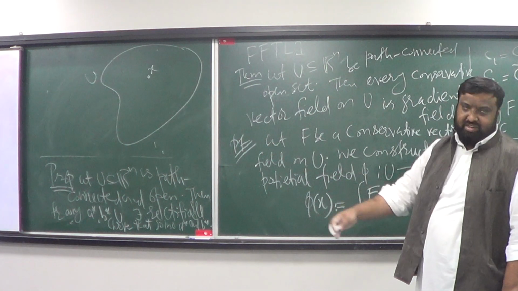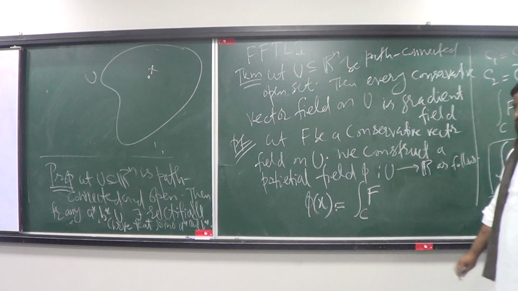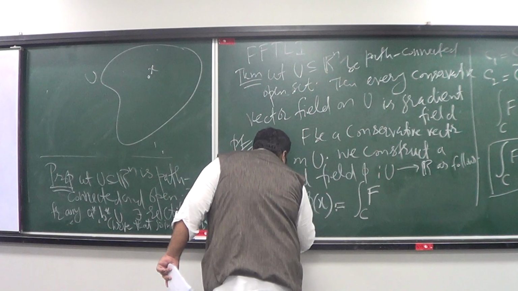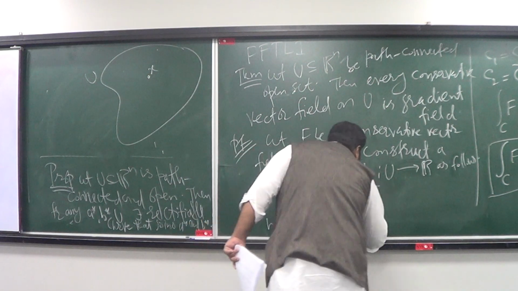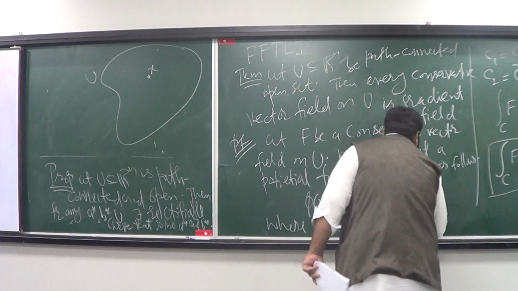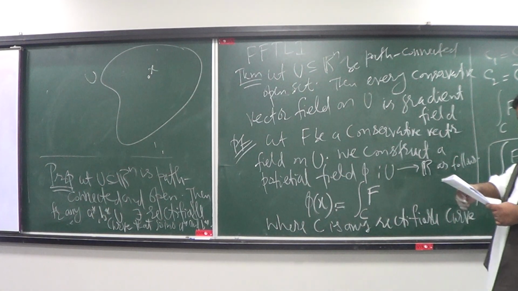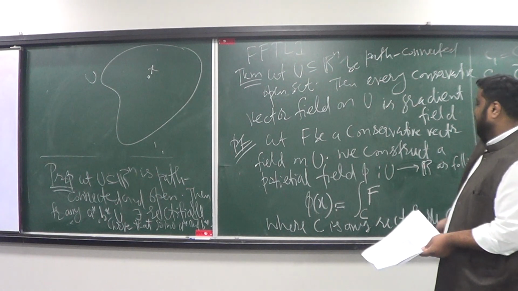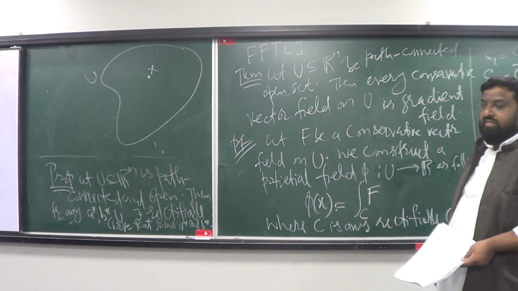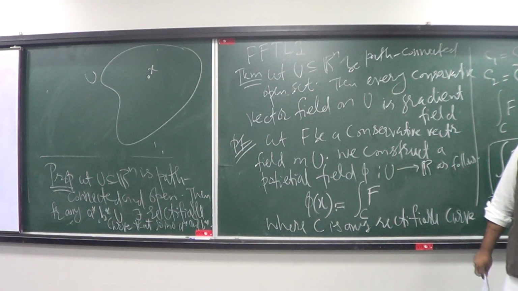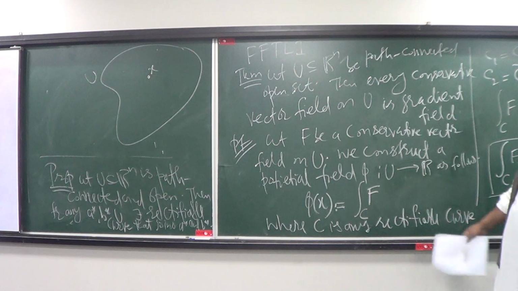Actually, if you take it down to one dimension, it should be curves. Where C is what? Where C is any rectifiable curve. So what kind of curve should it be? If I like to put it, where and how should I put it? So I'm saying that C is a rectifiable curve.